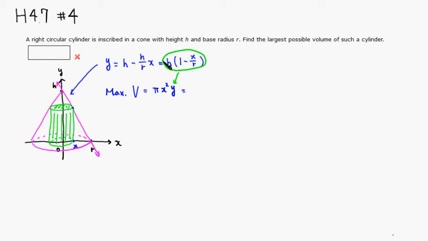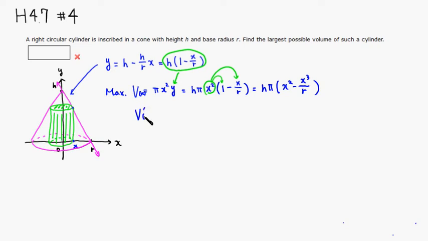So I'm going to put h in front, that's just a number, and pi is just a number. Then you have x squared times 1 minus x over r. I'm going to distribute x squared to the 1 and the negative x over r. So we get h pi times x squared minus x cubed over r. Alright, so we have a function there, so we're going to take the derivative. This is a function with respect to x.